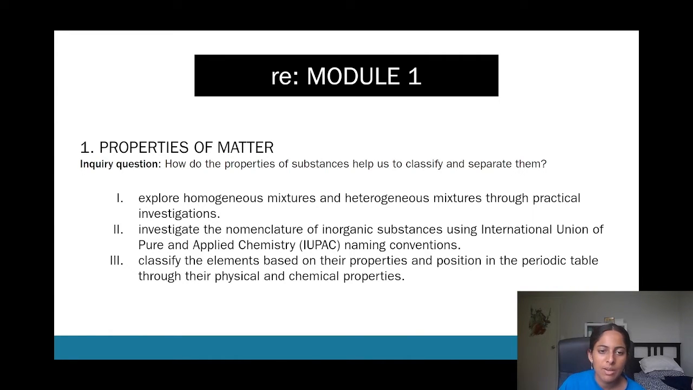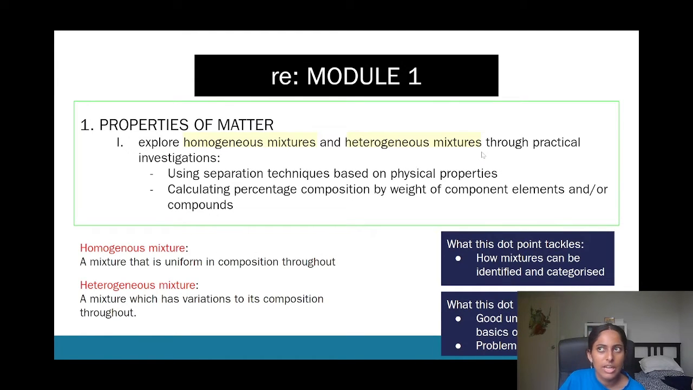In terms of properties of matter, you explore homogeneous and heterogeneous mixtures through practical investigation. You use nomenclature of inorganic substances. You don't do organic in year 11. And then you also look at elements based on their properties and position within the periodic table. If you're asking what a homogeneous or heterogeneous mixture is, a homogeneous mixture has uniform composition. Heterogeneous means it has various compositions throughout the mixture. So this dot point tells you how to separate mixtures and categorize them.